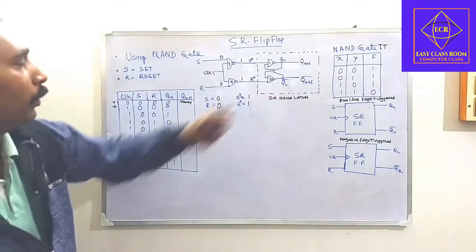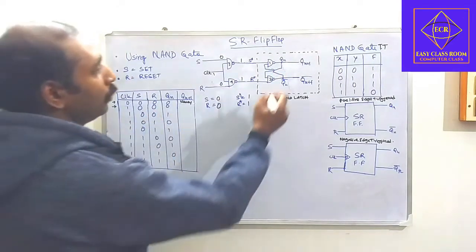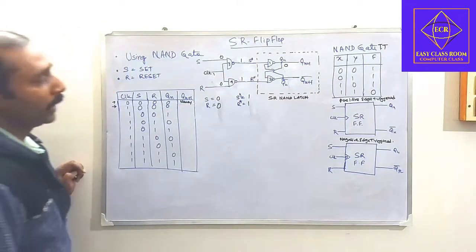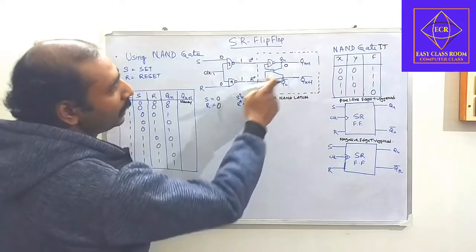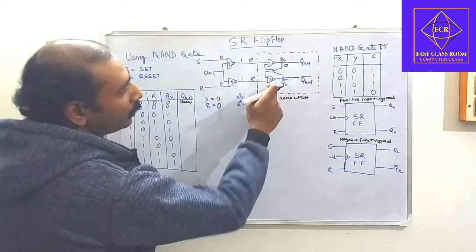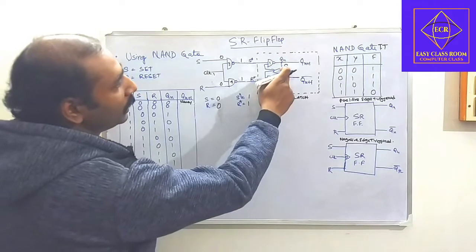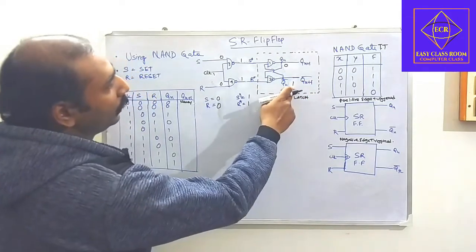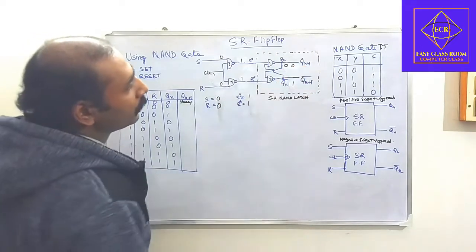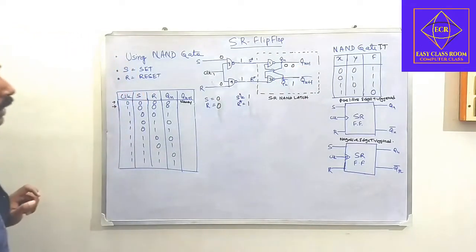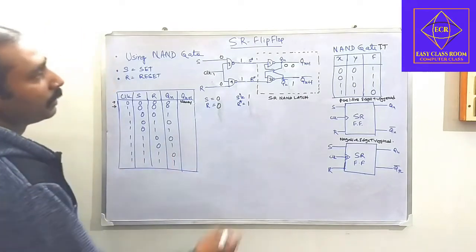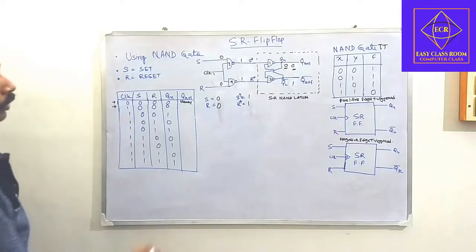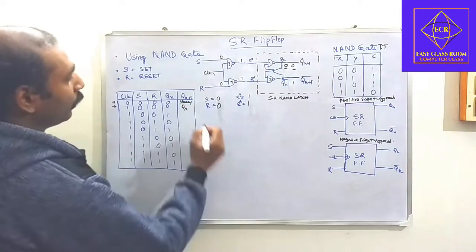Now we are also taking this Qn into consideration as it is also an input. So what are we getting? We are getting this 0 and this 1 for this second NAND gate. This 0 and 1 will get 1, and this 1 and 1 will get 0. Okay, we are getting this. So what we are giving, we are actually getting the same thing. So it is nothing but Qn.